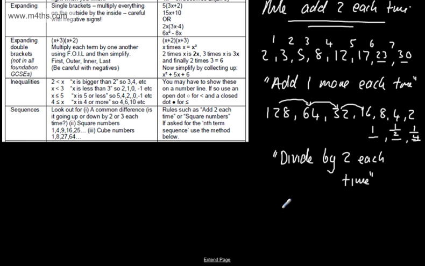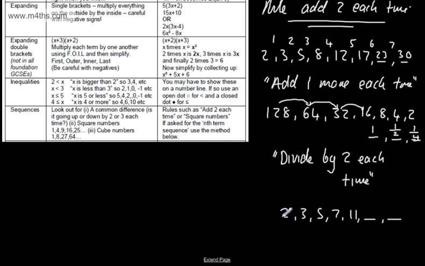Let's do another slightly more challenging one. Let's do 2, 3, 5, 7, 11, and we want the next 2. So let's see if we can spot anything going on. Well, that's going up by 1, that's going up by 2, that's going up by 2, that's going up by 4. But what type of numbers are these?